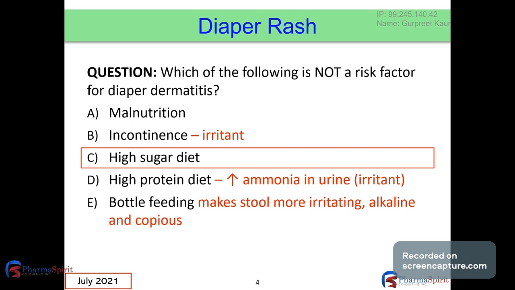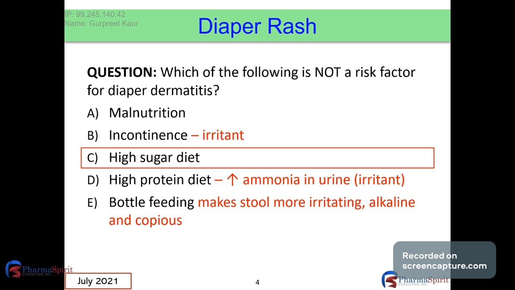So remember, the problem is deterioration in the barrier function of the skin. So all the risk factors will either reduce the barrier function of the skin or cause irritation. Let's take them one by one. So malnutrition can affect the skin integrity and it can weaken the skin barrier system. Incontinence, which is choice B, stool and urine are irritant to the skin.